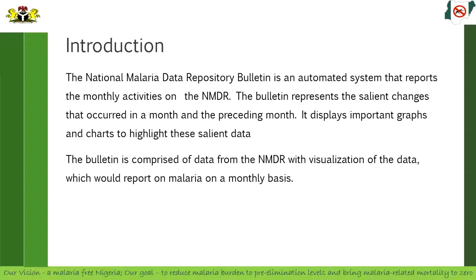Now, looking at the introduction, the National Malaria Data Repository bulletin is an automated system that reports the monthly activity on the NMDR. The bulletin represents the salient changes that occurred in a month and the preceding month. It displays important graphs and charts to highlight this salient data. The bulletin is comprised of data from the NMDR with visualization of data which would report on malaria on a monthly basis.